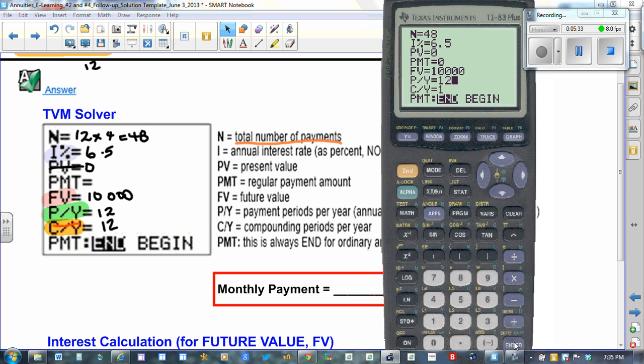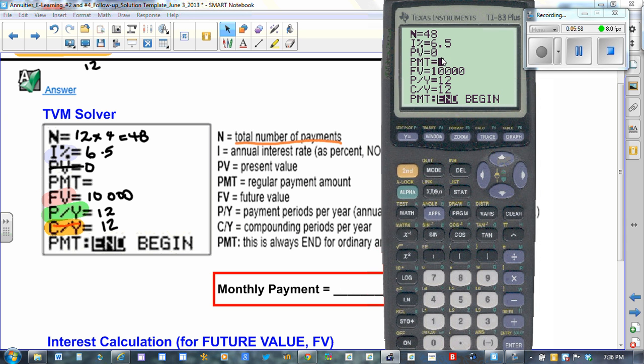Notice that when you enter PY, that CY defaults to 12 as well. The only time that that will be important to really watch is when we do some mortgage problems. The payment and or deposit, depending on the scenario, is going to be at the end. So unless otherwise stated, always leave it at the end. Now, according to the problem, you are after the payment.